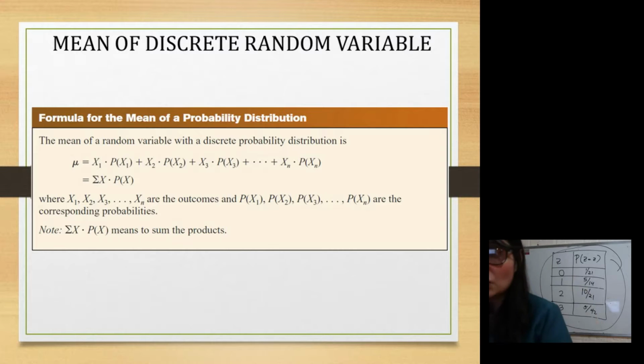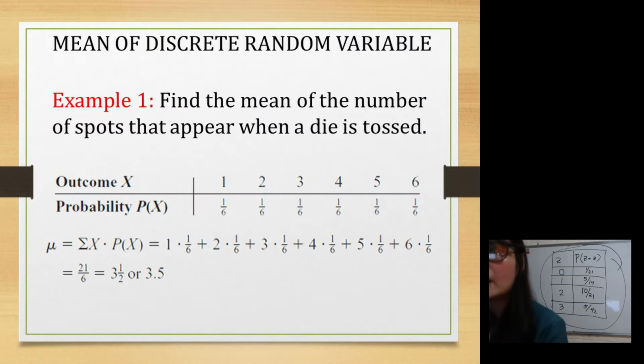Where x of 1, x of 2, x of 3 up to x of n are the outcomes, and the probability of x of 1 up to the probability of x of n are the corresponding probabilities. Take note, the summation of your random variables multiplied by their corresponding probabilities means to sum the products. For example, find the mean of the number of spots that appear when a die is tossed.